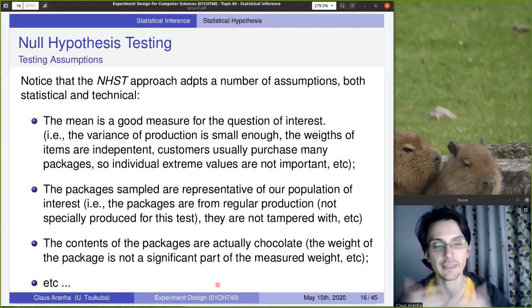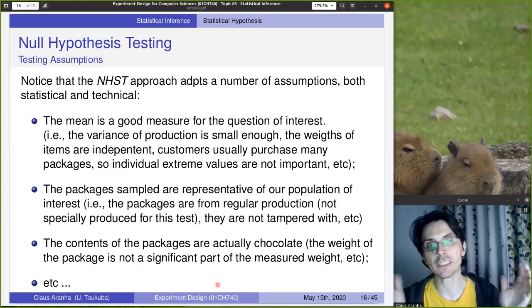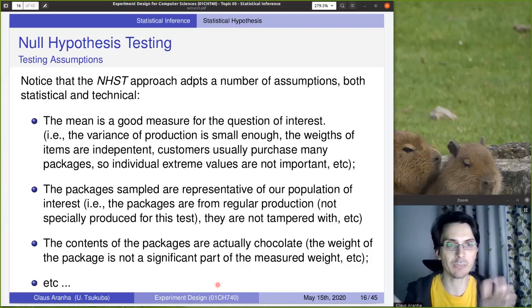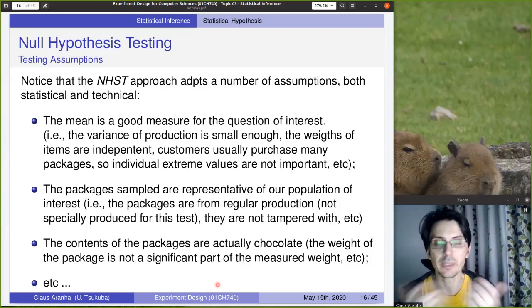Also, there are other assumptions. We are assuming that in the package, there is actually chocolate. This means that when I'm measuring 300 grams, it's all chocolate. It's not like the package measures 200 grams and the chocolate measures only 100. Because if the package measures 200, maybe the package is always the same weight. It's a much more stable process. Or maybe the opposite is true. So if two different processes work together to make that 300 grams, then that will affect your calculations. So you need to think about all the assumptions that you are making when you construct your hypothesis testing.